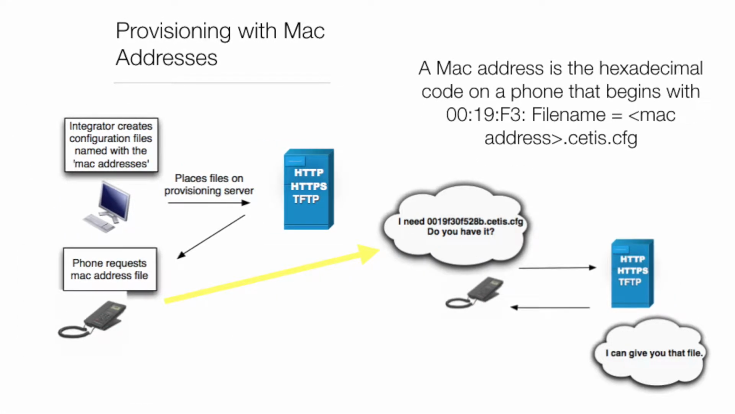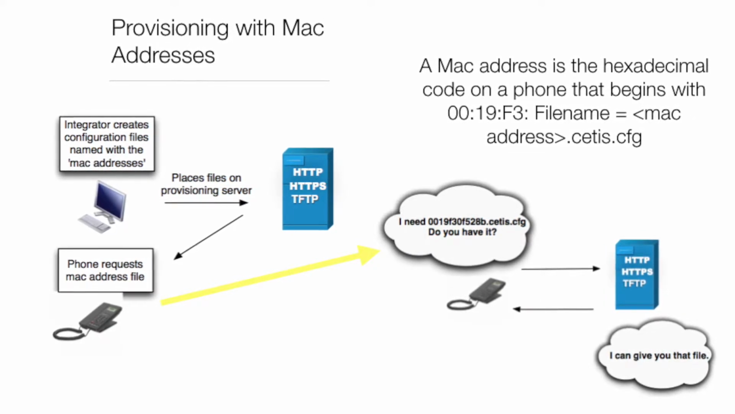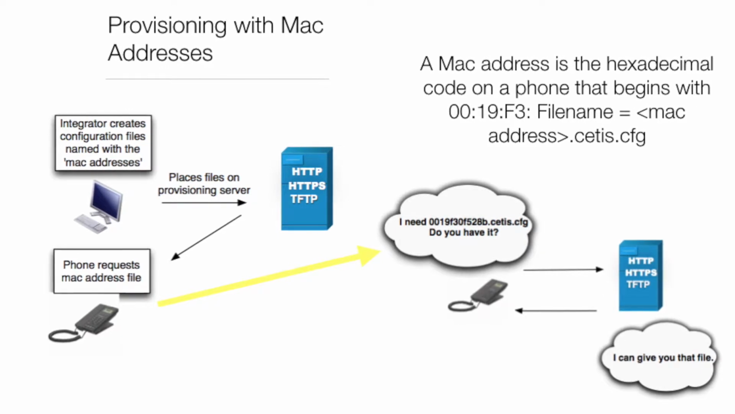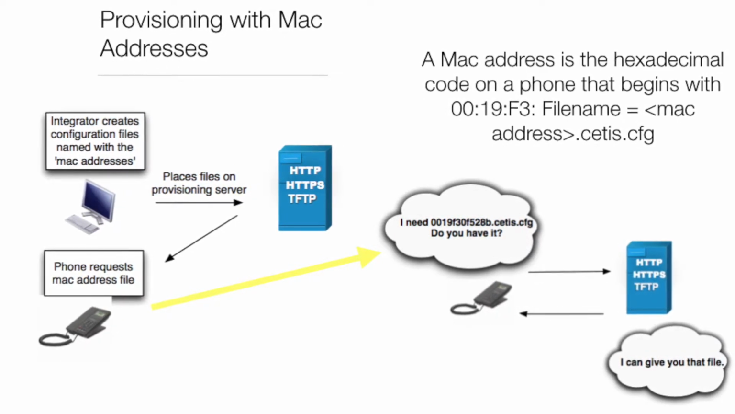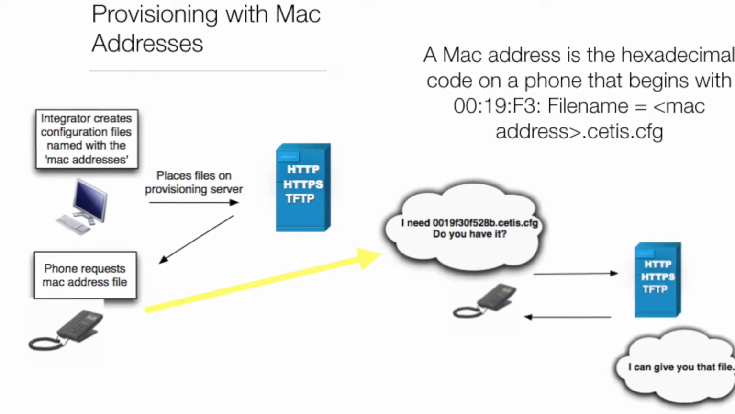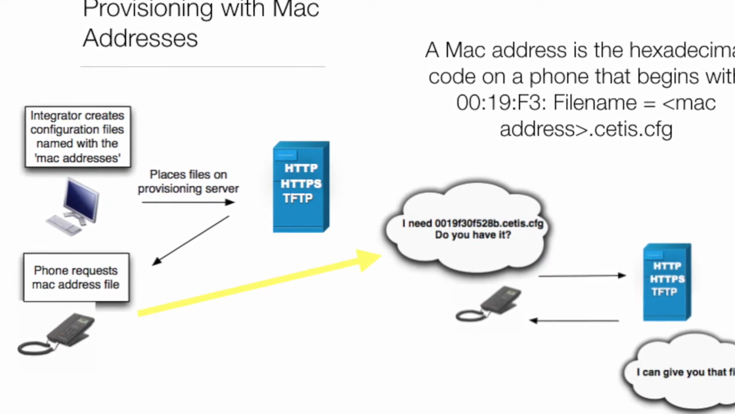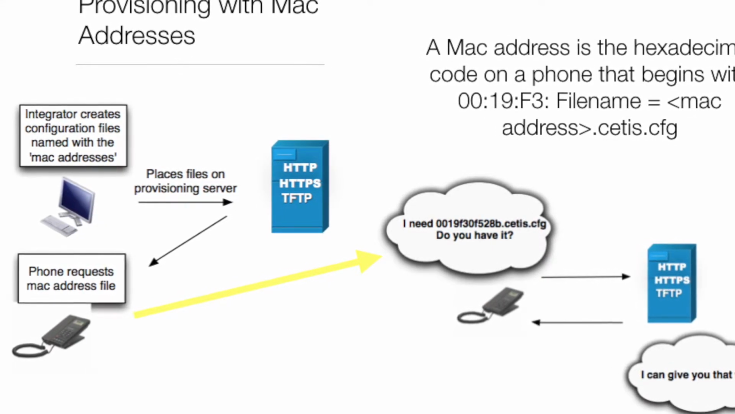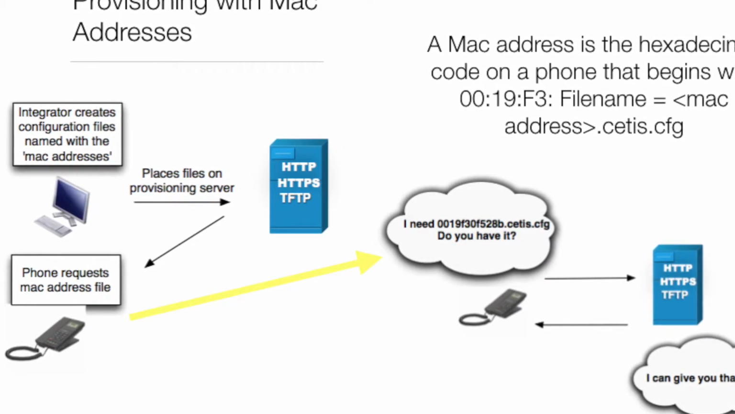Every device on a network has a media access control, or MAC address. As an alternative to provisioning with a config ID, the Cetis VoIP phones can also request the configuration file named after its own unique MAC address. Using a MAC address config file can be more automated, but it's also more exacting, as the specific phone must be perfectly programmed to reside in a specific room.